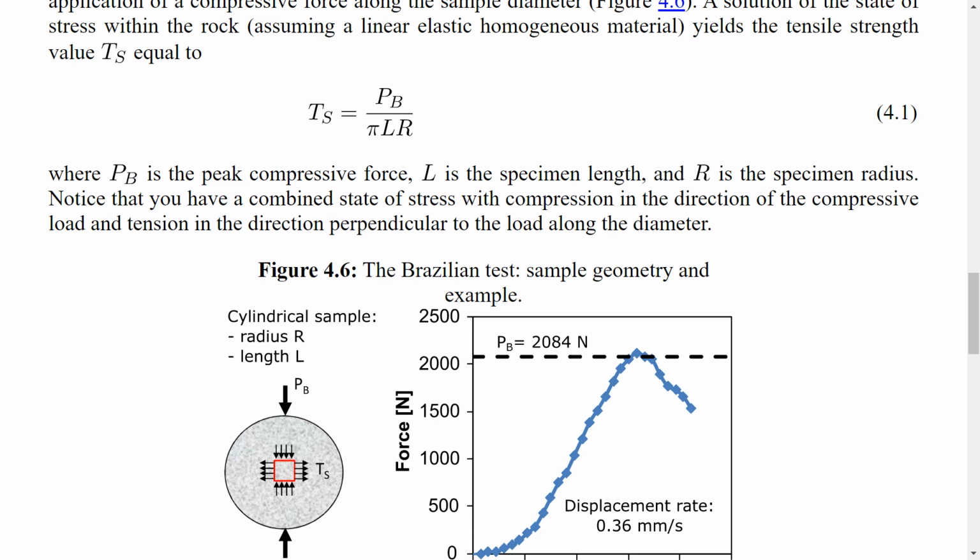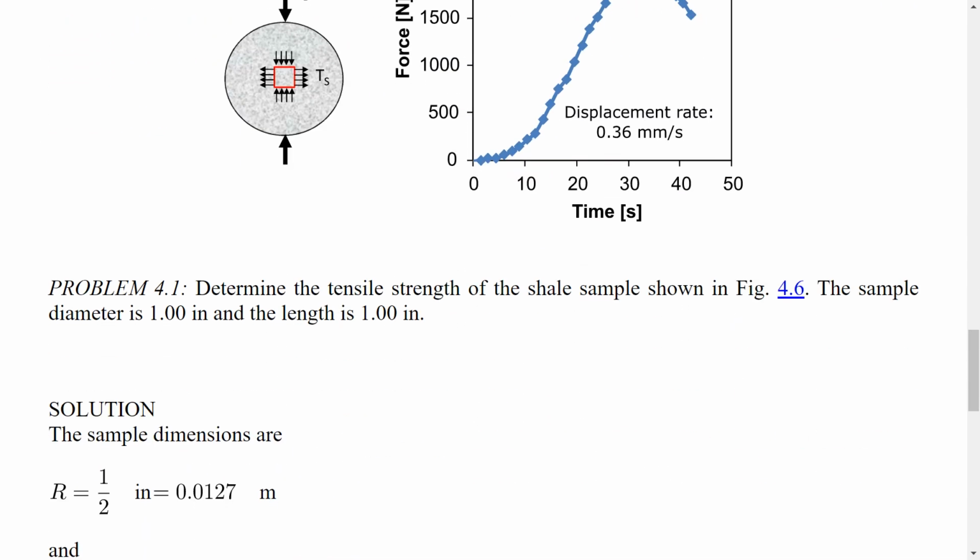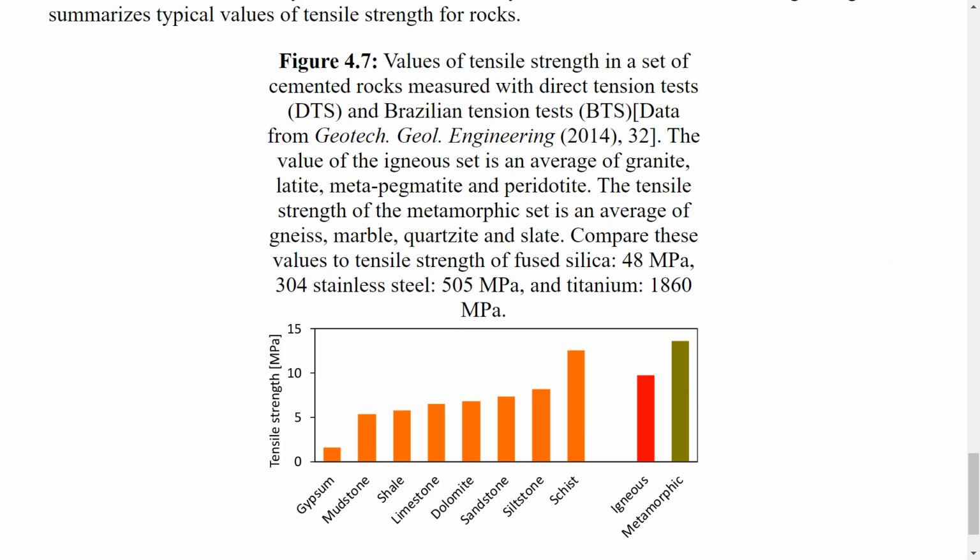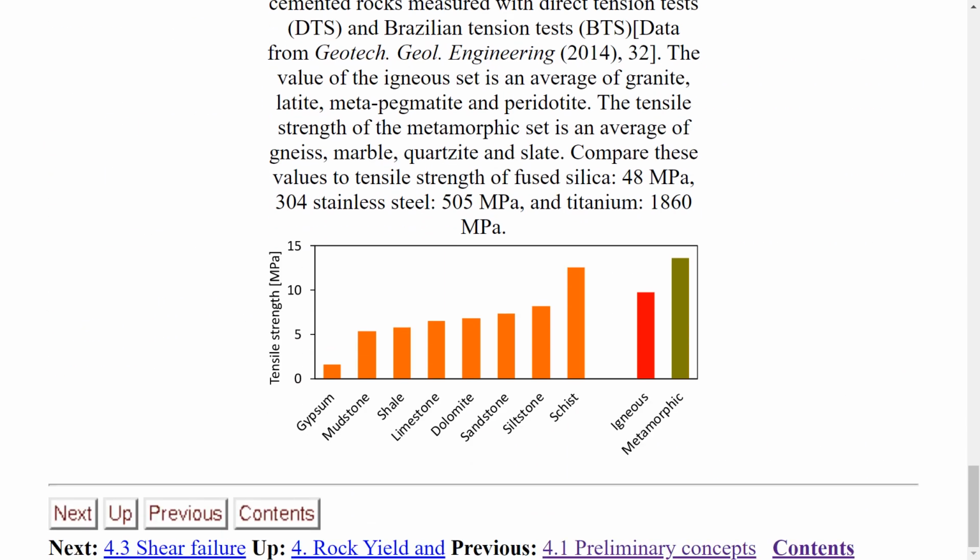Notice that basically L times R times pi is more or less the area perpendicular to this direction. So force divided by area, that will give you the tensile strength of the rock. And here you have one example, and here you have typical strengths of different rocks.